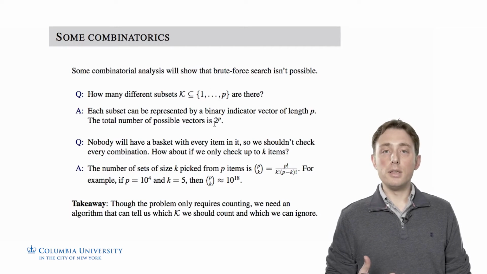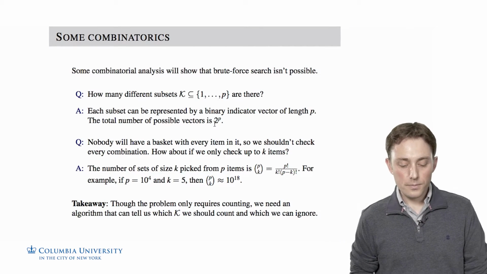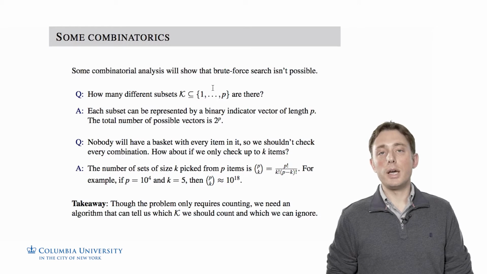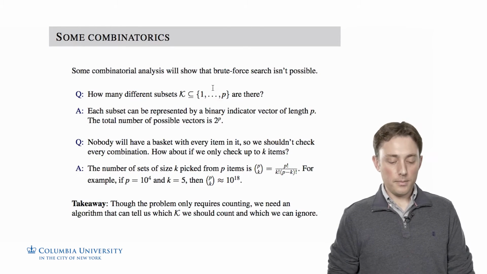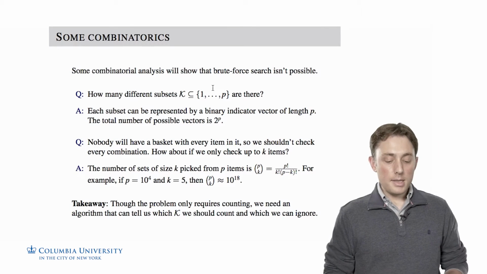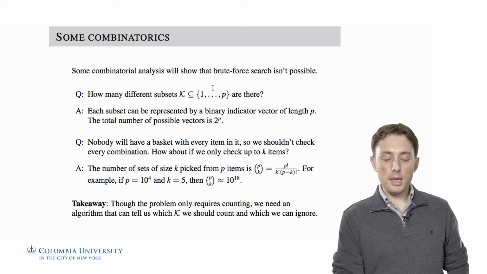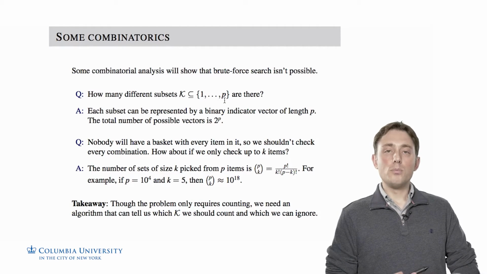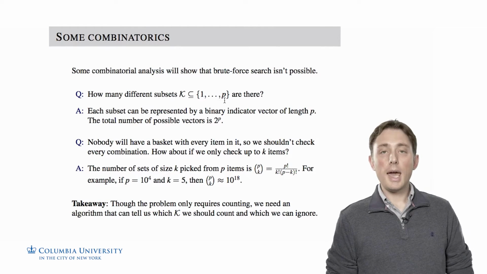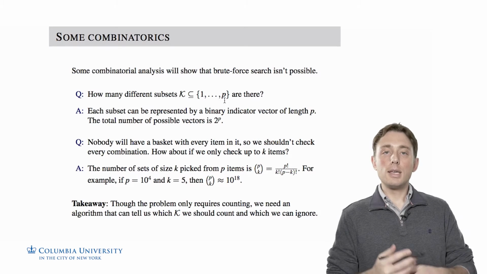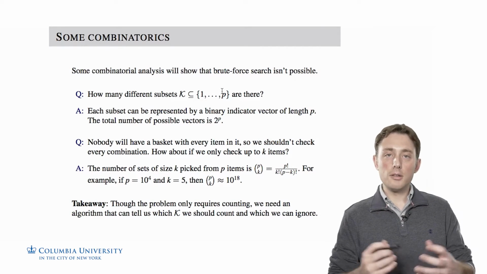So this is a very large number as soon as p gets even moderately big. So it's not possible to check every single possible subset by brute force counting. Okay, so then we might say that, well, clearly nobody will have a basket with every item in it, and if p is very large, we could upper bound the number of items that we want to check to k. So we only care about checking subsets of k objects picked from p, a superset of p total objects.